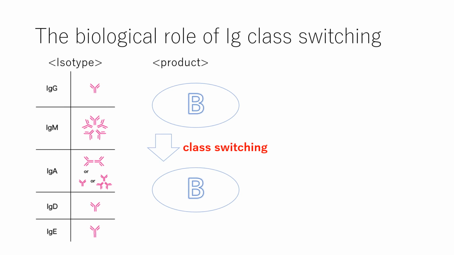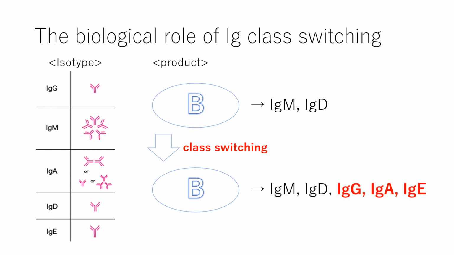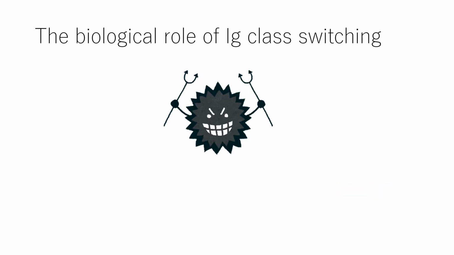Why does class switching occur? Human beings have 5 kinds of antibody. We call them isotypes. At first, activated B cells can produce only IgM and IgD. However, thanks to class switching, they can produce other kinds of antibody.